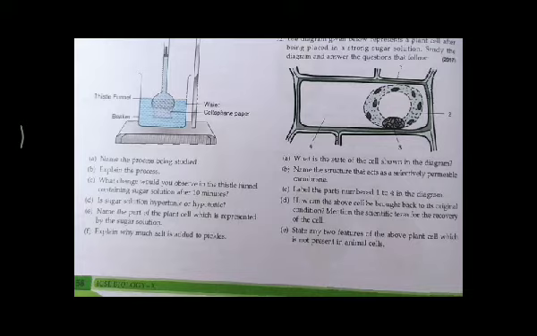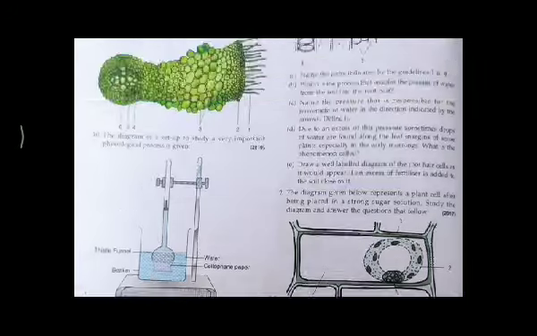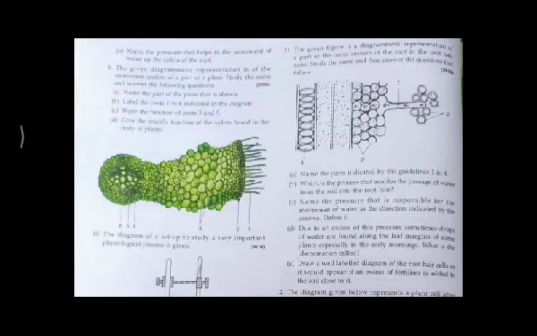Explain why much salt is added to pickles. Write down: salt is added to pickles which makes the solution hypertonic, full stop. It draws water from the microbes by exosmosis and plasmolyzes them, resulting in their death. This is the answer of question number 10.